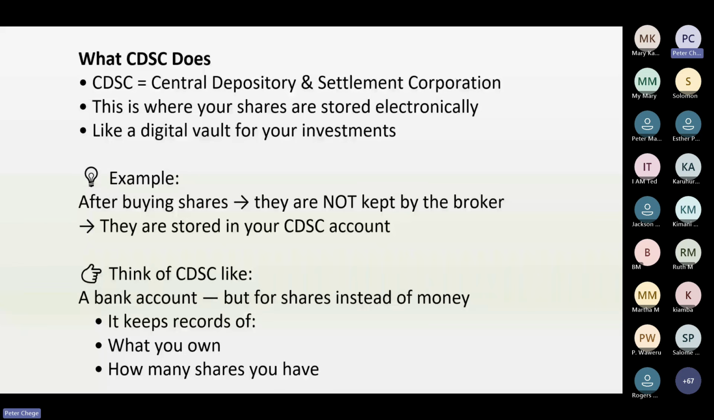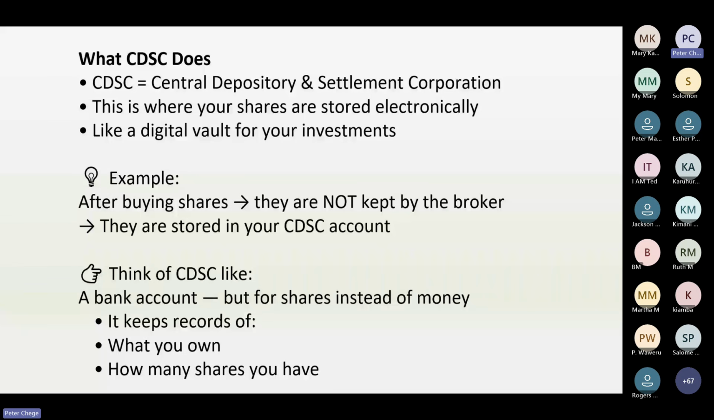And this is how people lose their shares, because somebody can make a duplicate of that certificate and transfer it to their account. So shares are stored electronically at CDSE. It's like your bank account for shares.